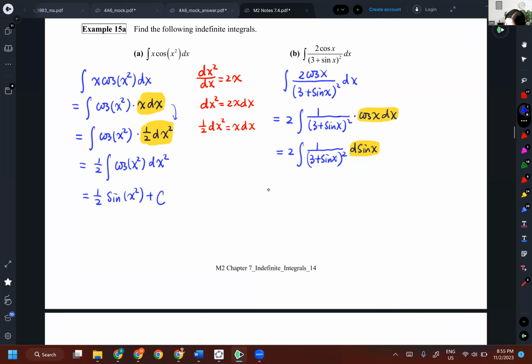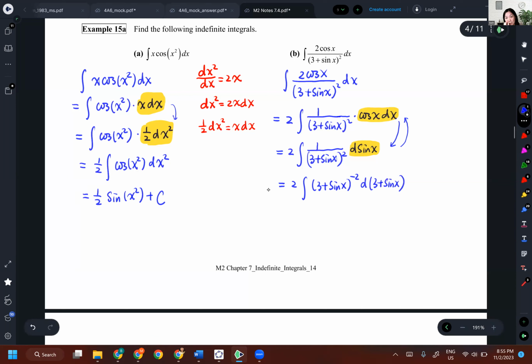This one is to integrate cosine and sine. And this way it's to differentiate cosine, sine is cosine. You can think of it this way and this way. Anyway, then I need more. This is 3 plus sine x to the power negative 2, but here I also need to change it to 3 plus sine x.